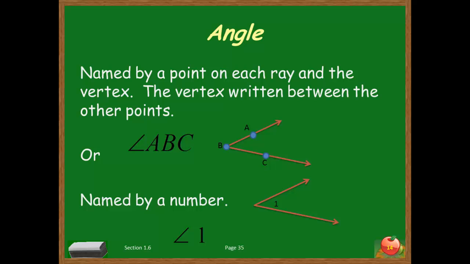Angles are named by a point on each ray and the vertex. We will call this angle ABC. The vertex is written between the other 2 points. So we would say angle ABC. Or it is named by a number. We can call this angle 1 if it is labeled with a number.